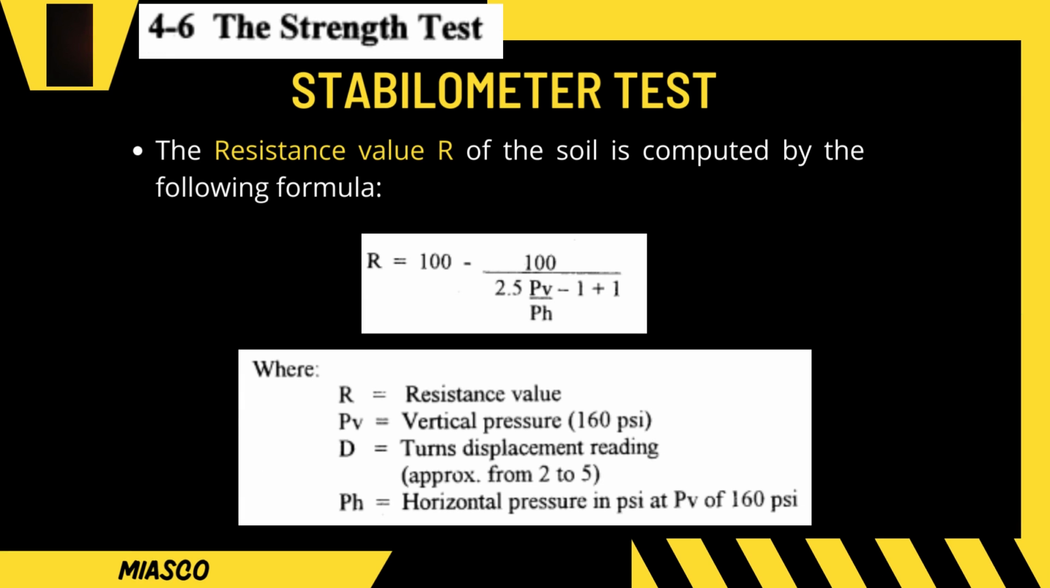The resistance value R of the soil is computed by the following formula. R equals 100 minus 100 over (2.5 over D) times (PV over PH minus 1) plus 1, where R is the resistance value, PV is the vertical pressure, the value of 160 psi, D is the turns displacement reading, approximately from 2 to 5, and PH is the horizontal pressure in psi at PV of 160 psi.